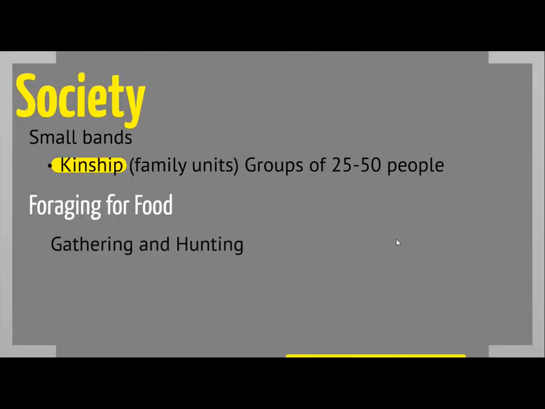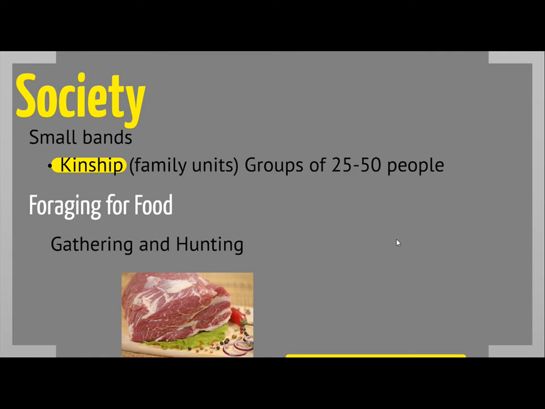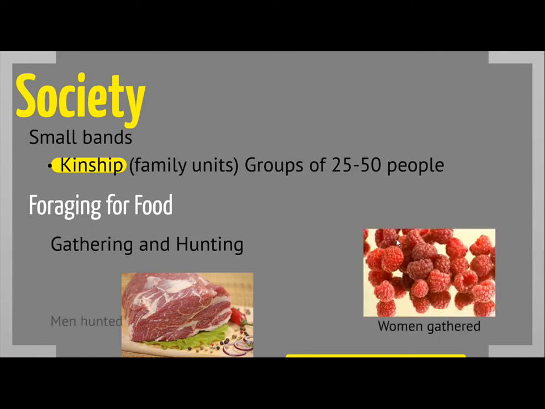Their society was built up of kinship groups. This is a vocabulary word. They are small groups of no more than 50 people. Together they would hunt and gather their food. Women gathered, men hunted. They had a broad spectrum diet.